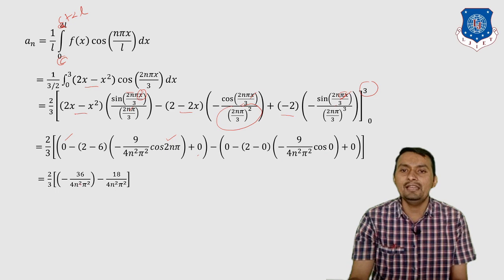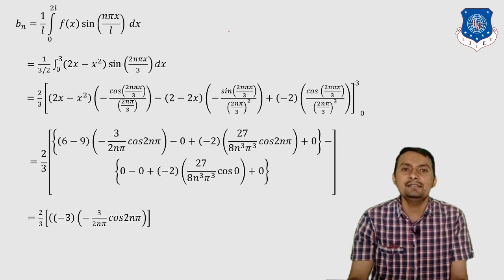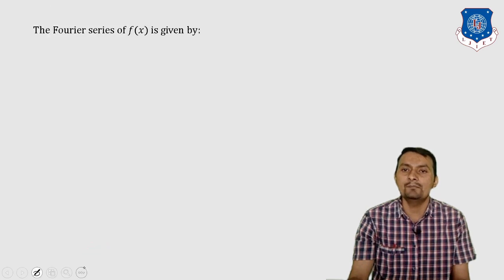But after simplifying, you will get this one. When you take the LCM, you will get this one, and finally you will get minus 9 divided by n square pi square. Similarly, you can see bn. Already I have represented all the terms clearly, so you can try to understand. You will get bn is equal to 3 divided by n pi.